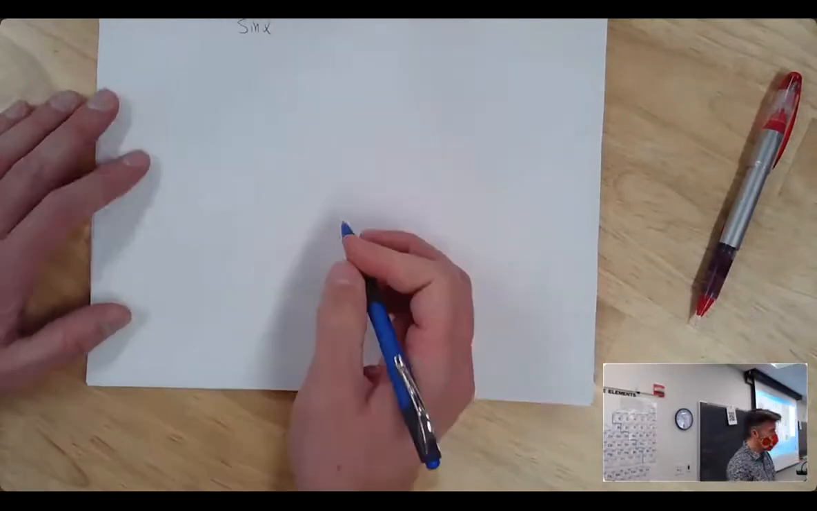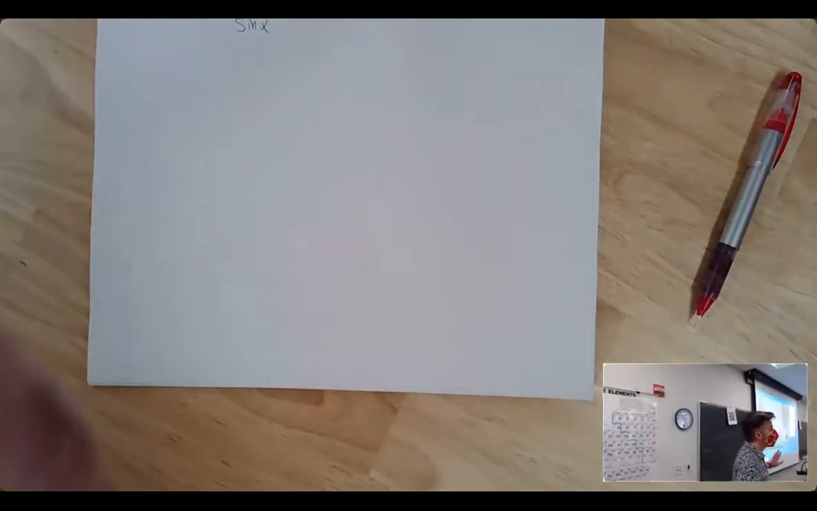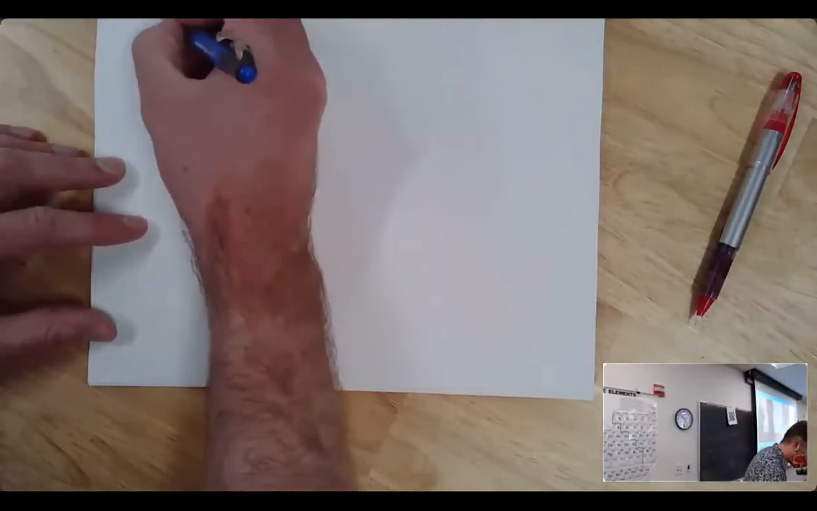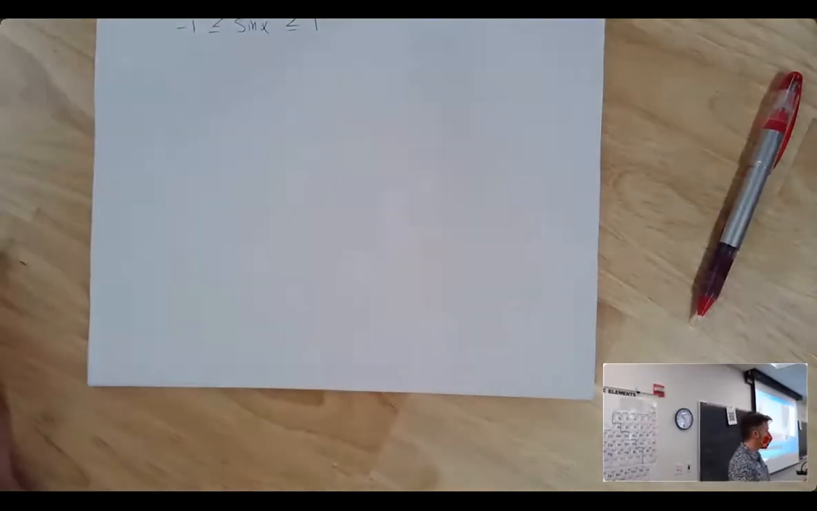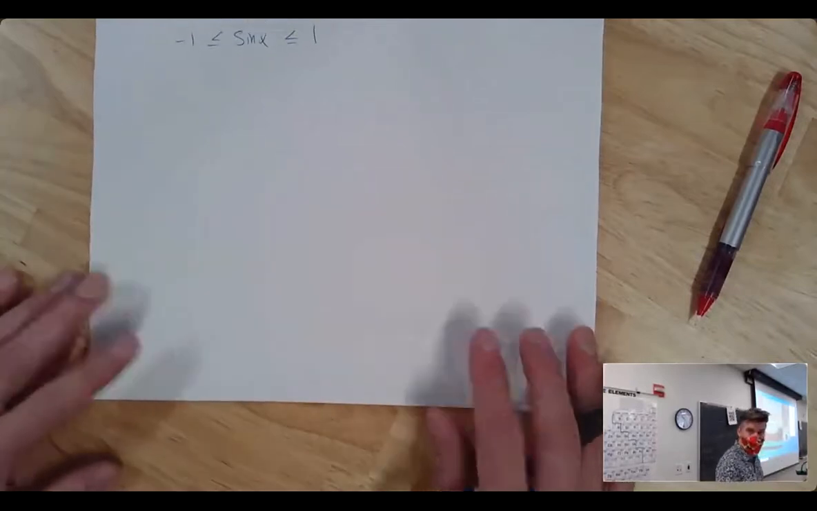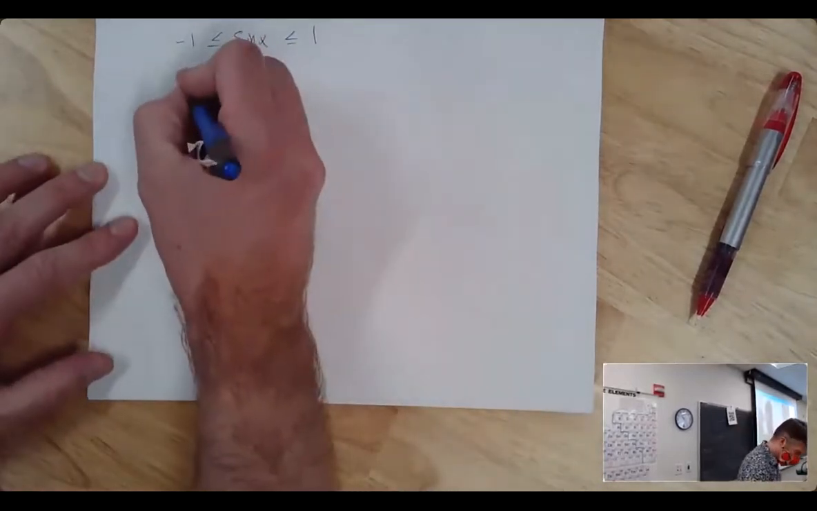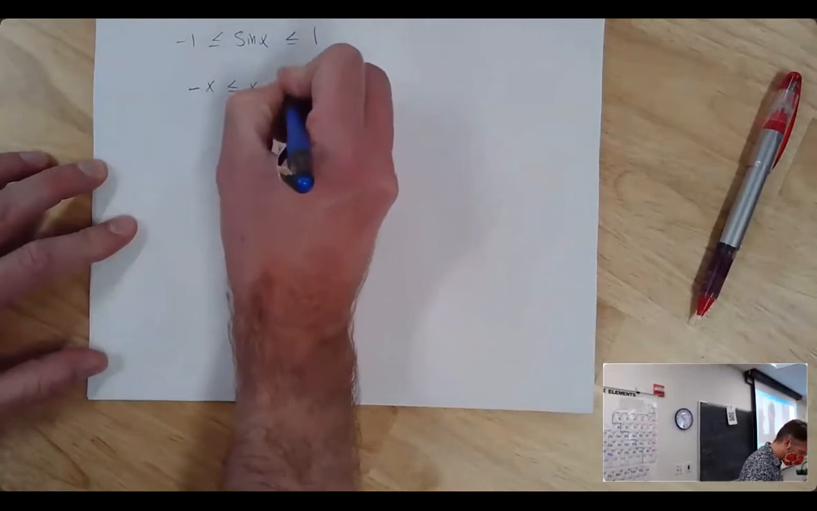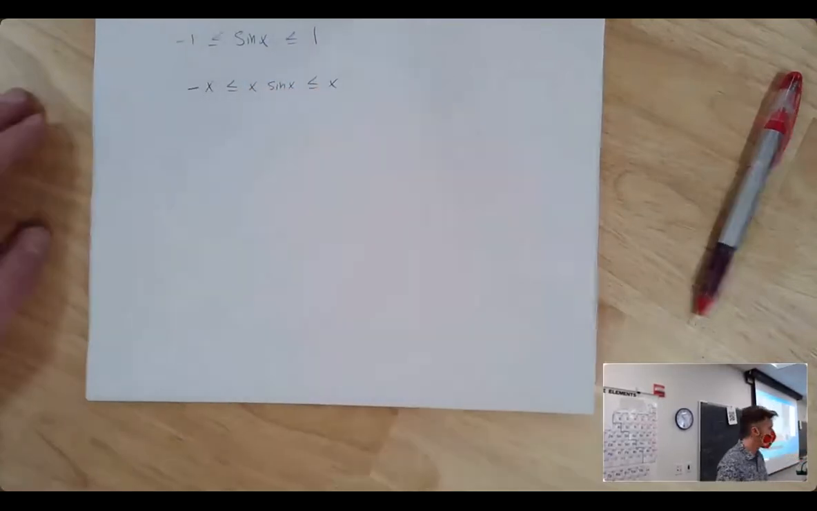Really, really useful through your whole calculus career to remember that sine of x is always between 1 and -1. That one piece of information is going to serve you well. Take it to heart. It's also true for cosine. But then you can multiply everything by x so that -1 times x is less than or equal to x times sine of x is less than or equal to x.